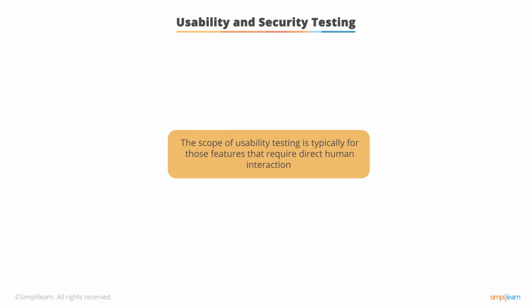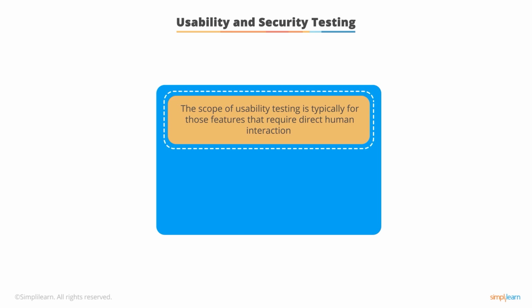Usability and security testing. Usability testing is intended to determine how easy the code is to use. The scope of usability testing is typically for those features that require direct human interaction. Usability testing goes beyond just testing the graphical user interface of a product. In fact, usability testing APIs is becoming a growing concern in testing circles.